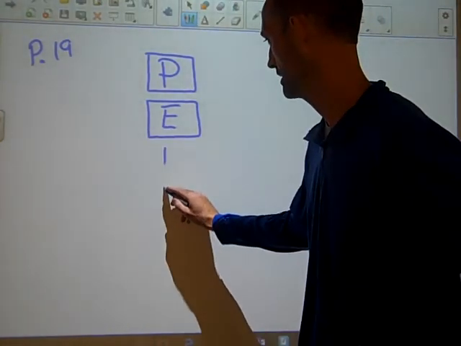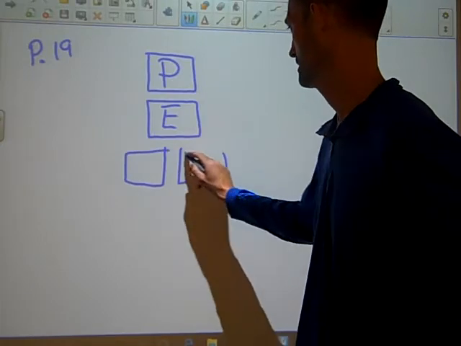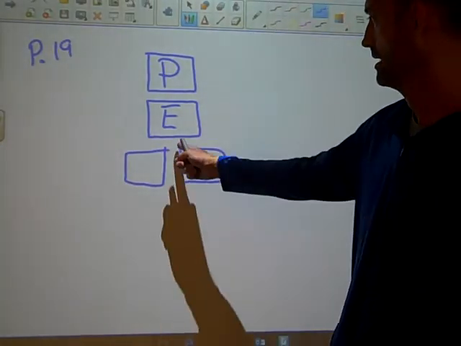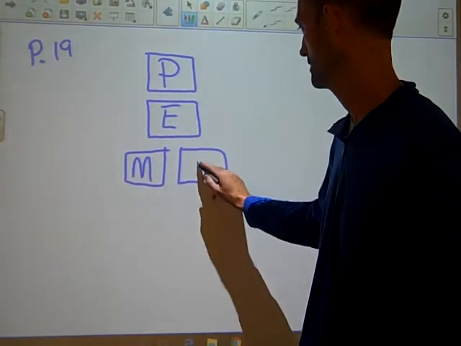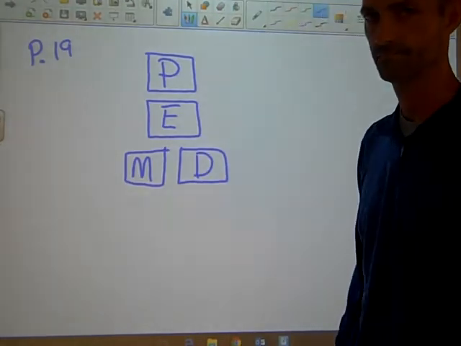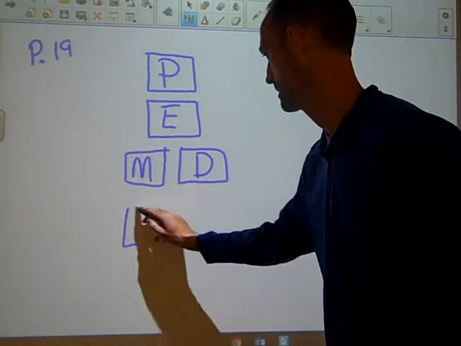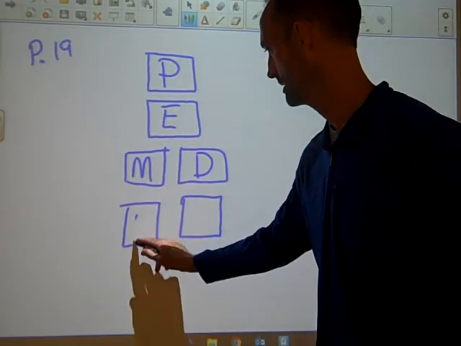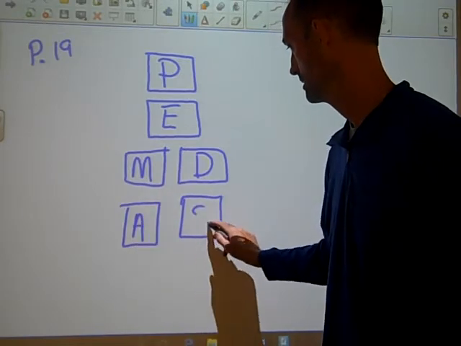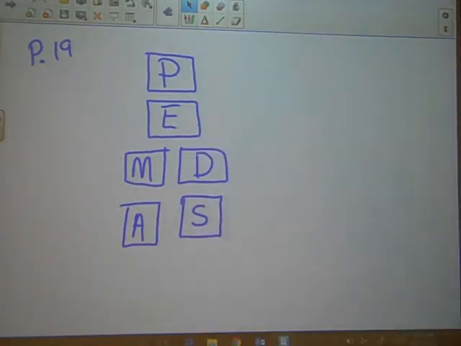Then you're going to take 2 sticky notes and put them underneath the E like that. It splits in the middle there, and you're going to put an M there and a D. And then you're going to take your final 2, your last 2 sticky notes, and you're going to write an A and an S. Okay? So you have PEMDAS written on those sticky notes just like that.